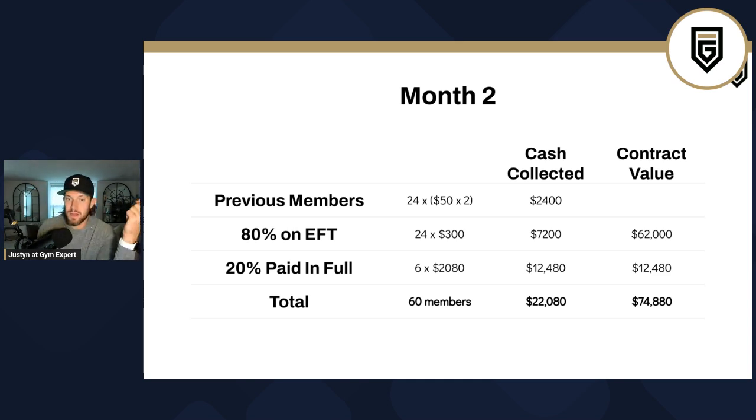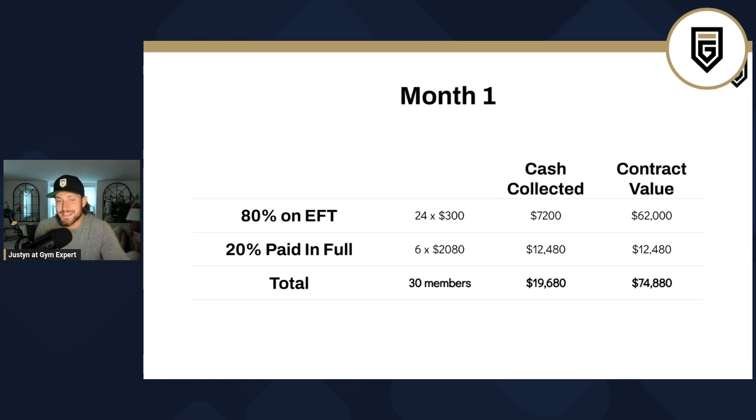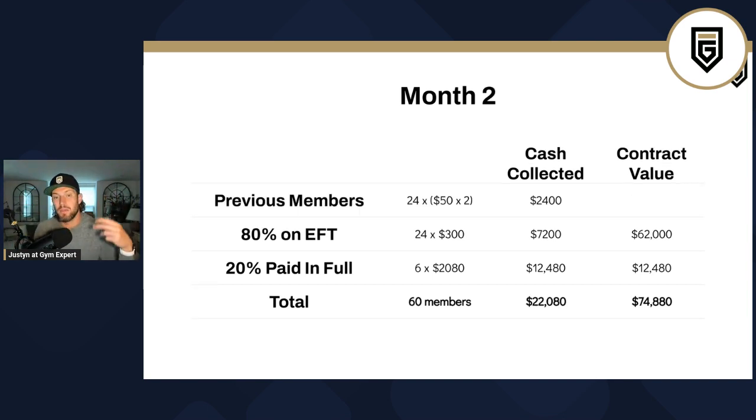So whereas in month one, we collected 19,680. And again, we're operating month one under the pretense that we had 0 members to start with. So now on month two, we have the 30 members from the original month, and we have the 30 members that we just signed up from this month.